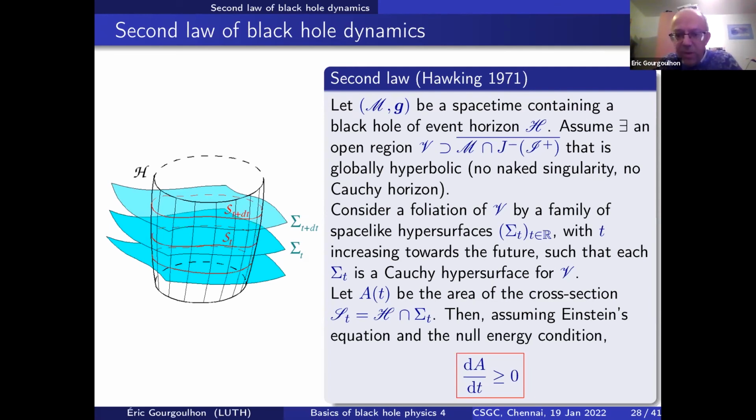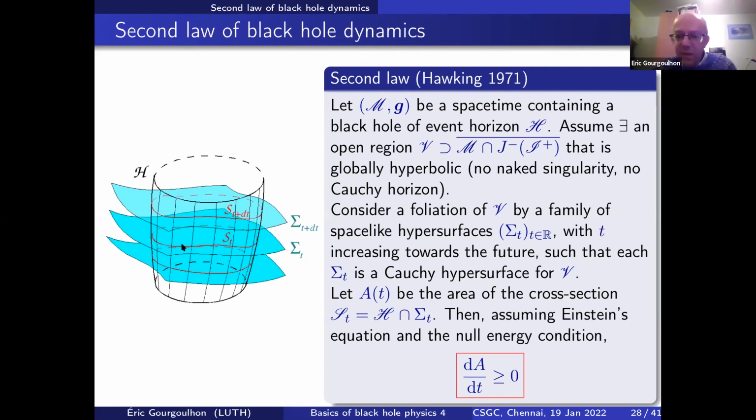It means that the Cauchy problem is well formulated, and in particular, we don't have a Cauchy horizon, which would be a limitation for predictions to the future in the space. And we don't have any naked singularity, which would also be a limitation of predictability, because everything comes out from a naked singularity, and this would spoil the prediction, the things that you can compute for the future of space-time. So we assume this condition, which is quite natural, quite general.